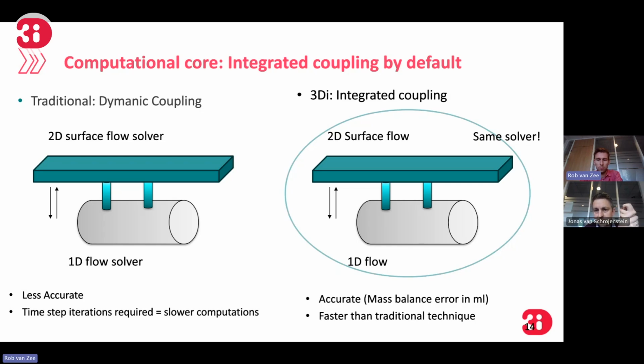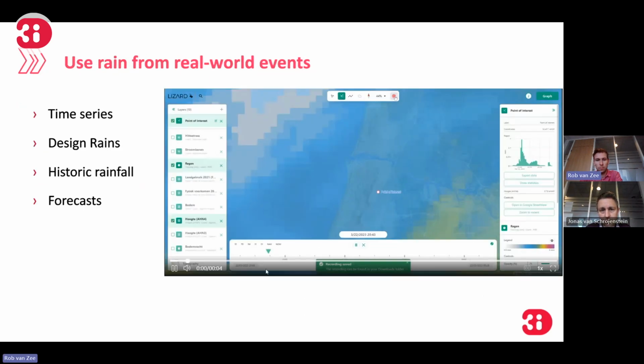And why is that? That is because we solve the surface flow and the 1D flow together in the same solver. So there are no separate solvers. It's just one solver all together. And that makes the exchange very stable and also faster than the traditional technique of basically exchanging water between solvers.